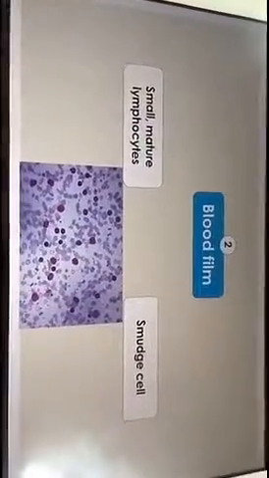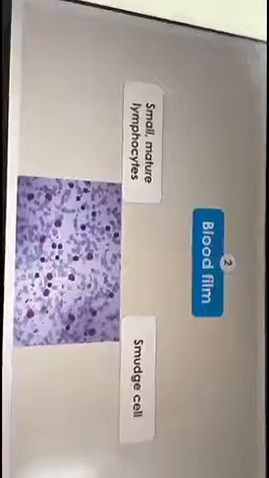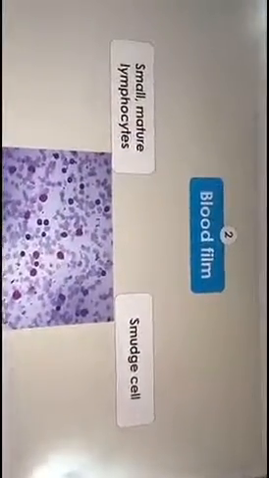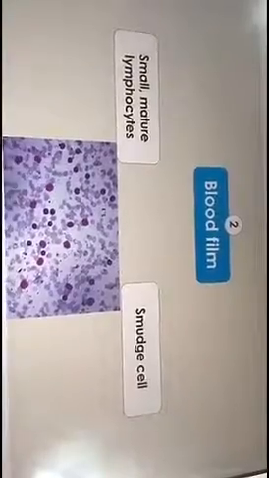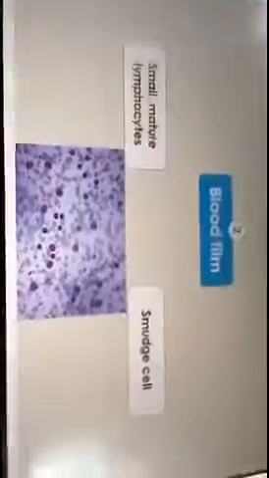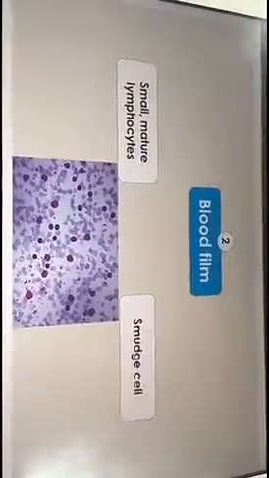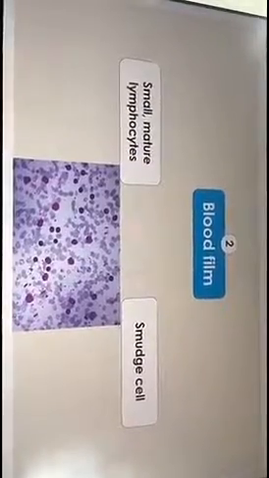It's small, just like the mature cells. The nucleus is round and very condensed. The cytoplasm is not seen, it's very thin and scanty. عندنا characteristic cell which is a smudge cell.